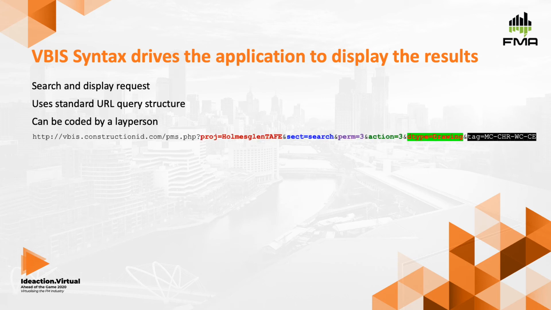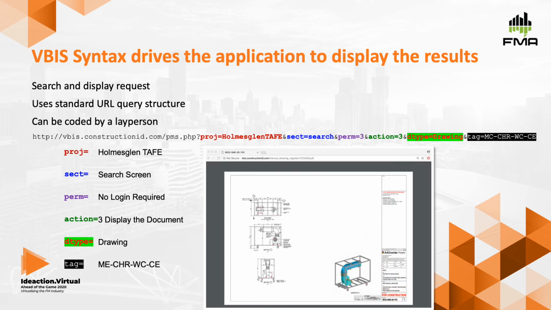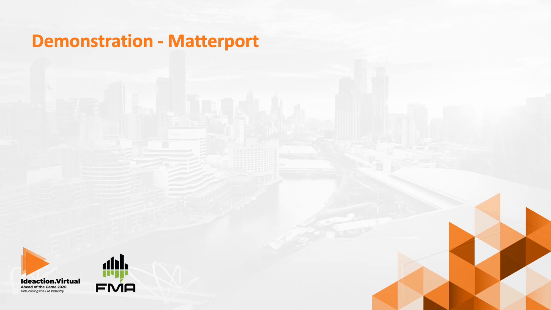Provided here is an example of a URL instruction with the breakdown of its meaning. The result in this case will display a drawing. The demonstration will provide numerous examples. This is presented so that you can understand the mechanism being used. The request can be as open or as specific as required. You will see in the demonstration that in some cases the request provides a list of documents to the users, in others it provides a specific document.